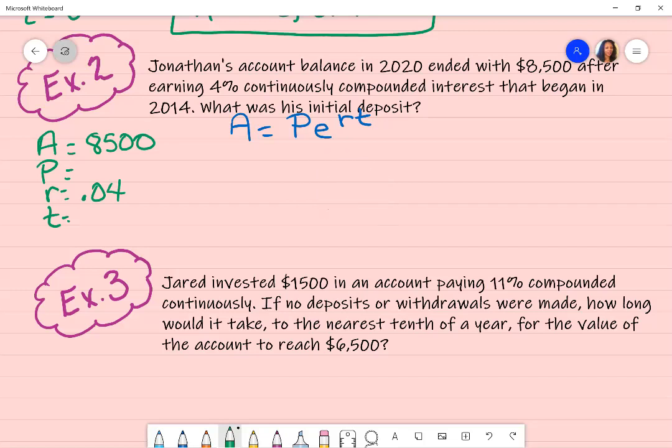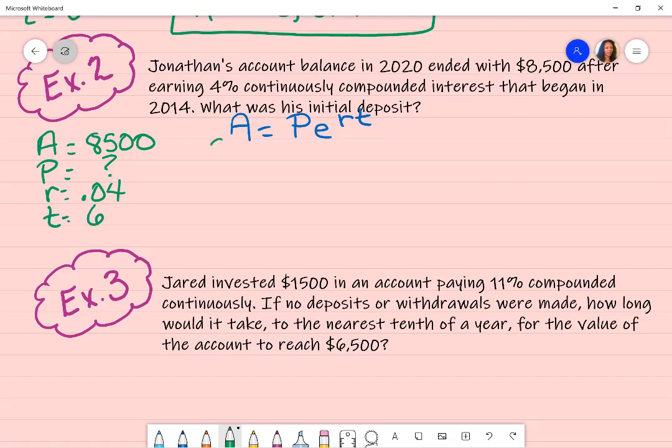And it began in 2014. What was his initial deposit? So we're trying to find P this time. But T is not just given to us. We actually have to do some work. You're given 2 years, 2020 and 2014. So all you would do is take the difference between the two, which tells you that your time is 6. So 6 years. Now I'm going to substitute this information in.